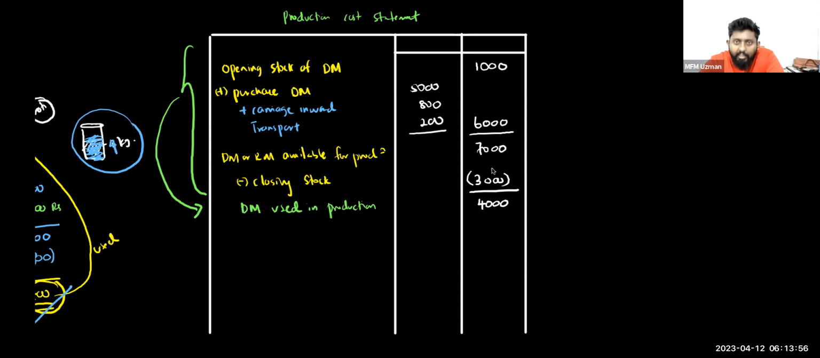Where someone has eaten that or stolen? No, that is the one that we have used in producing the product. So in our case, we'll say roti. Early morning we had 1,000 flour. After we purchase 6,000, there should be 7,000 worth of flour. End of the day, only 3,000 flour is there. What happened to the 4,000? We have used it in producing roti.